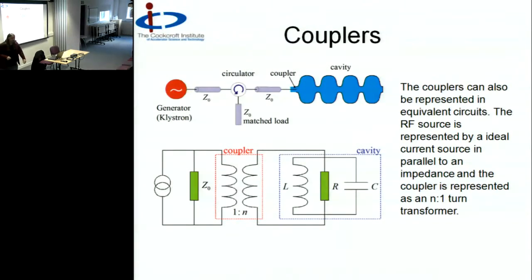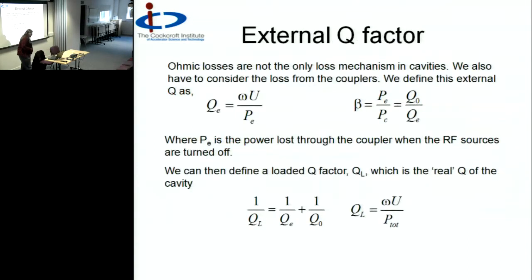Again, with equivalent circuits, you can model that quite easily. You have your generator, which is a parallel current source and load. You have your coupler, which is a transformer, and you have your cavity we've already got. And by solving the Kirchhoff's laws for this system, you can look at the dynamic behaviour of a generator and cavity together as a pair, which is quite useful.